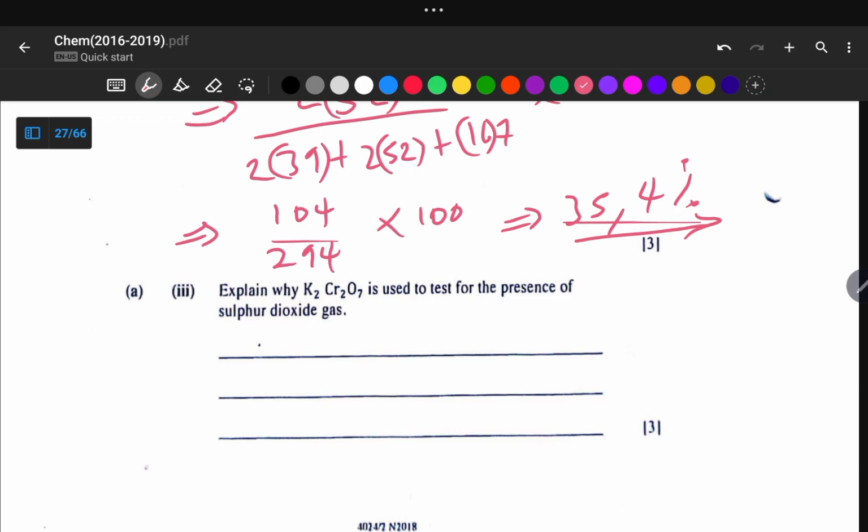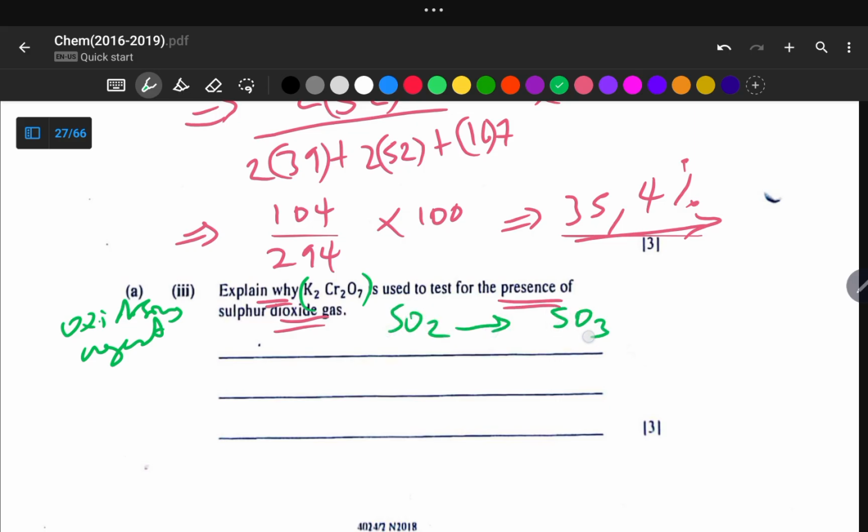So the next part says explain why potassium dichromate is used to test for the presence of sulfur dioxide. So potassium dichromate is used as an oxidizing agent, are we together? So it is going to oxidize the sulfur dioxide to sulfur trioxide, right? So we are going to note the color change from orange to green, right?